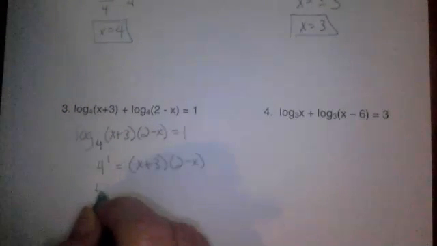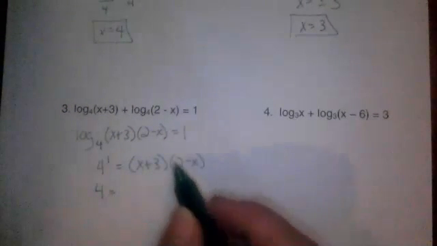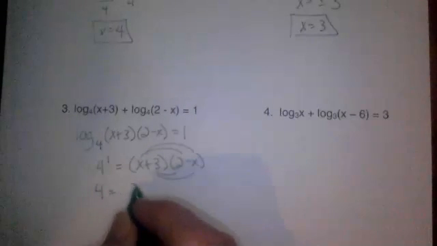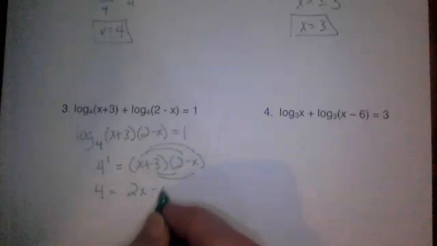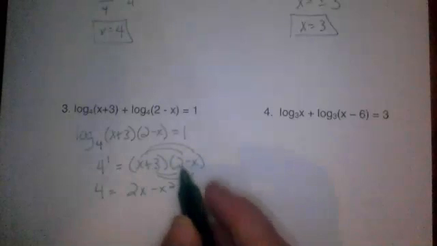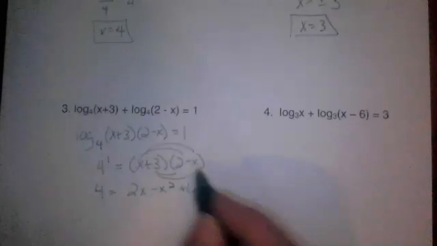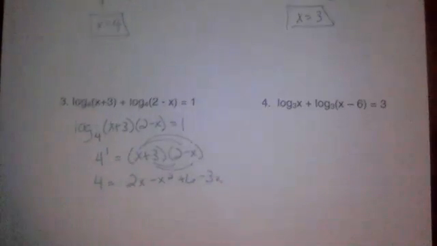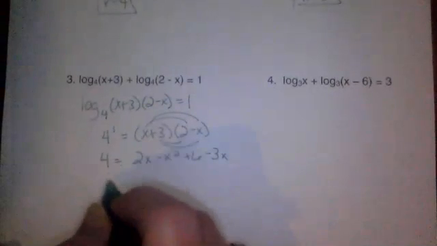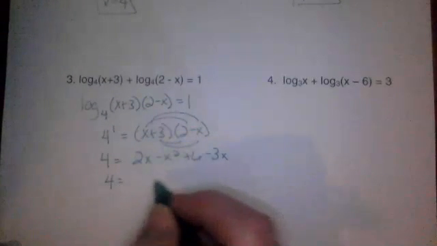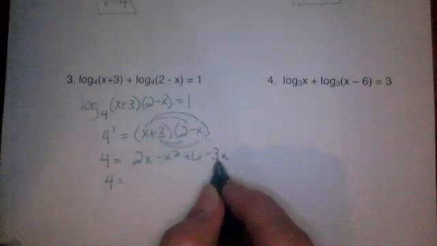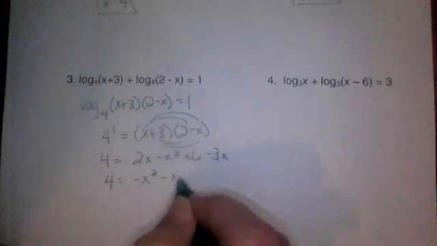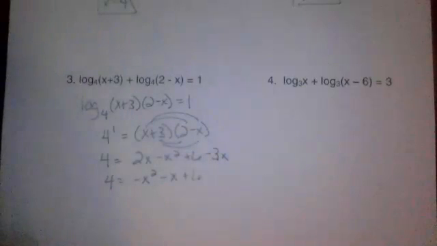4 to the first power is just 4. Over here we need to distribute. Multiply all of this together. So x times 2 would be 2x. X times negative x is negative x squared. 3 times 2 is 6. 3 times negative x would be negative 3x. And then we're just going to combine like terms. So we have 4 equals 2x minus 3x would be a negative x. So negative x squared minus x plus 6.